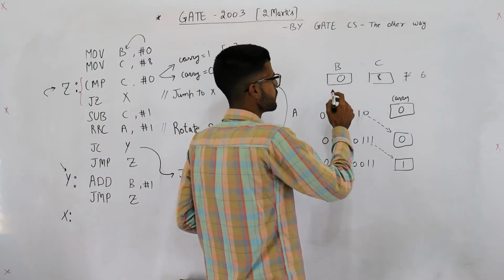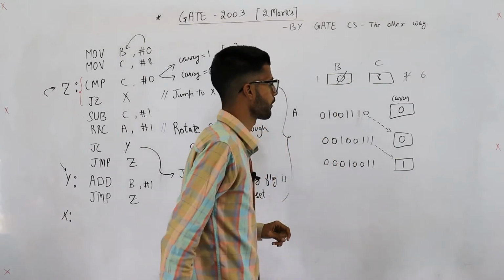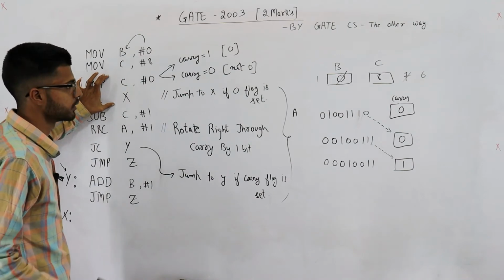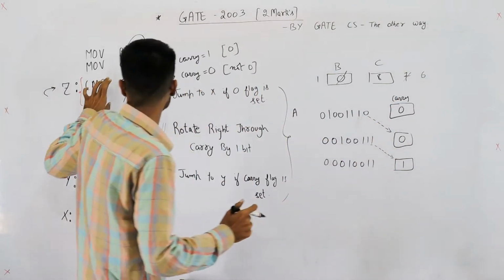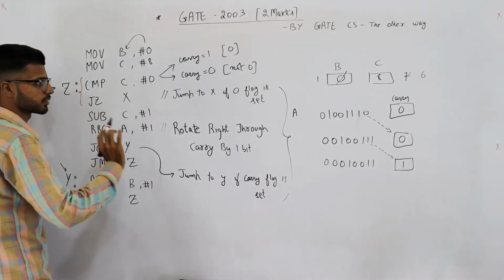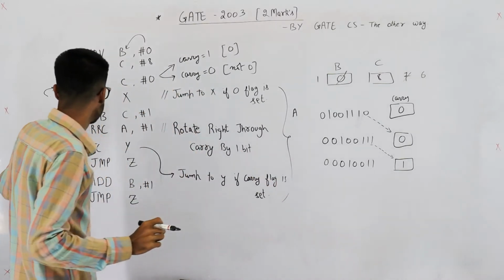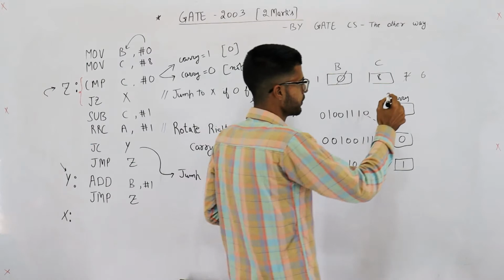You need to add 1 to B. B now becomes 1 and go back to Z. Again compare C with 0. 6 is not 0, so we don't need to jump to X. Next one is decrement 1 from C. So C now becomes 5.